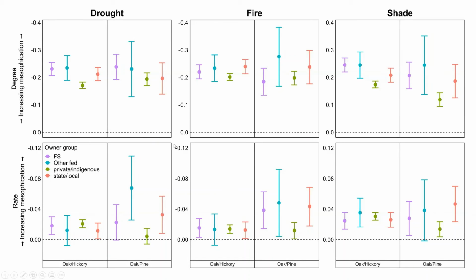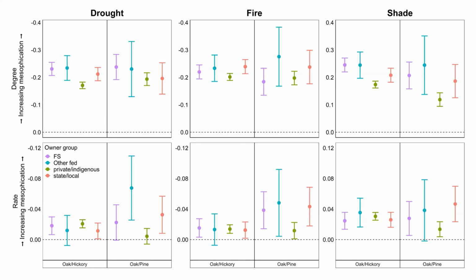So you can see various owner groups here based on color, and we're looking at a similar setup in terms of our results, so degree and then rate and drought, fire, and shade. I'm generally focusing on oak hickory forest here. I include some results from oak pine because those are the main forest types that we generally think of in terms of looking at this trend.